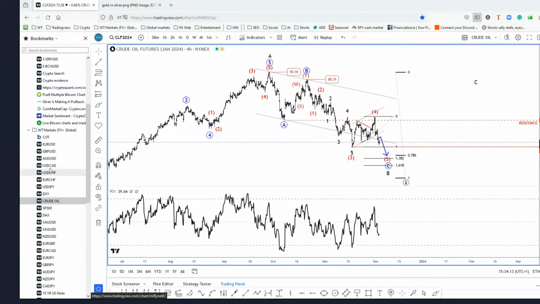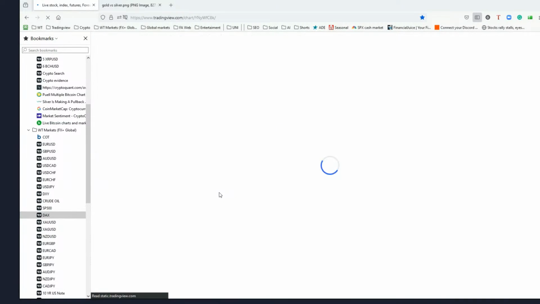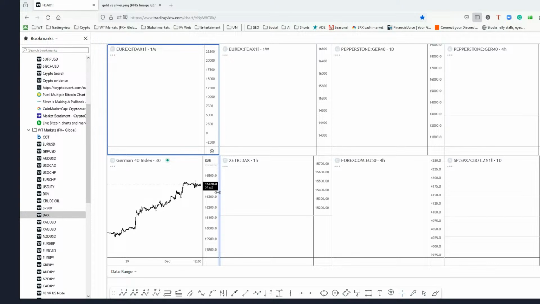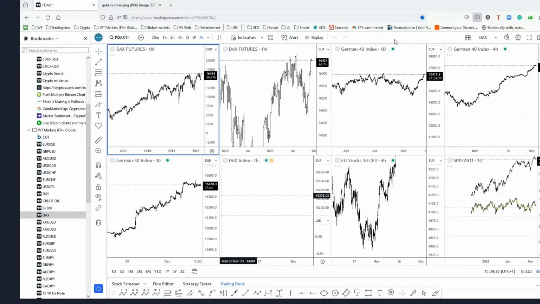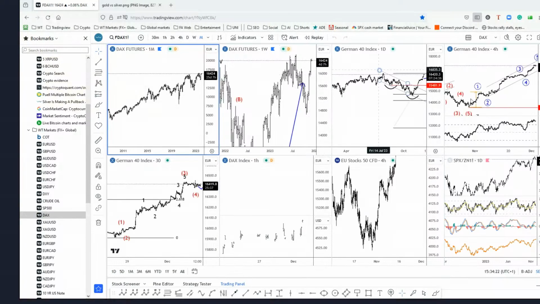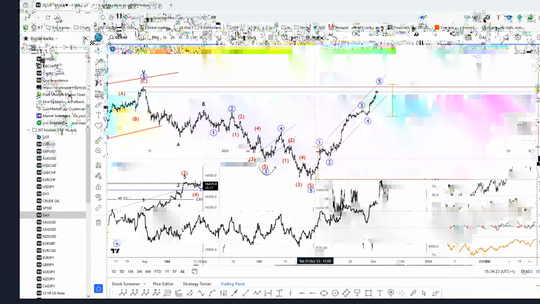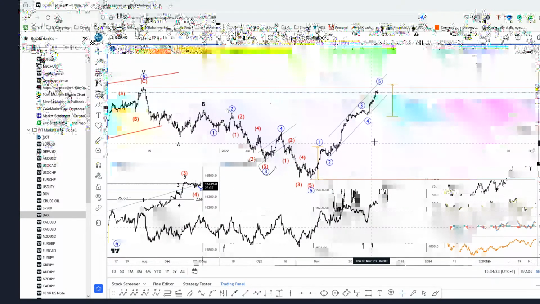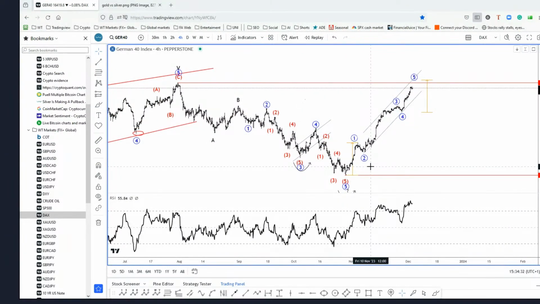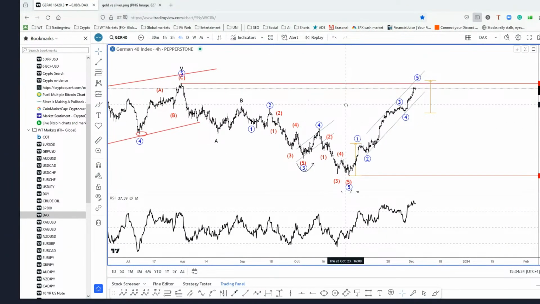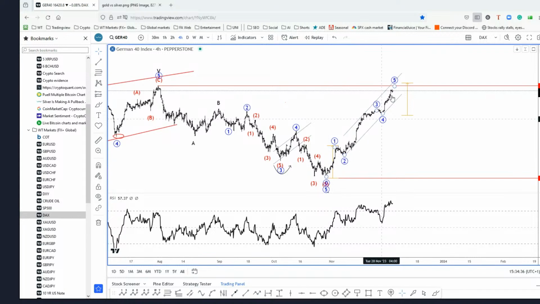Now let's take a look also at the DAX. So the DAX is approaching its all-time highs, but unfortunately, looking at the 4-hour time frame, this is happening with a fifth wave. So I'm not sure how much room there is left to catch some of the gains here. But keep in mind that whenever you see a 5-wave movement moving back to new highs, you should be aware of potential limited upside.